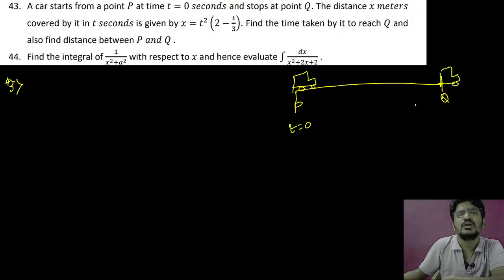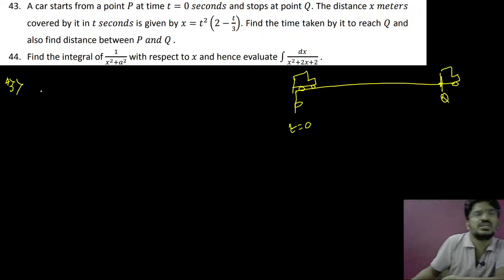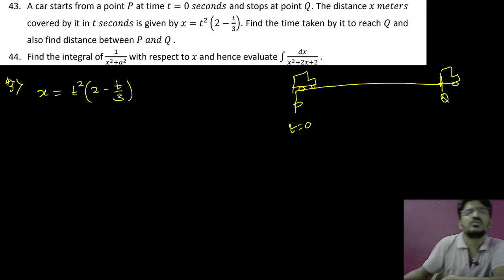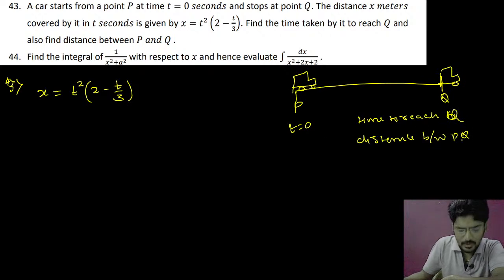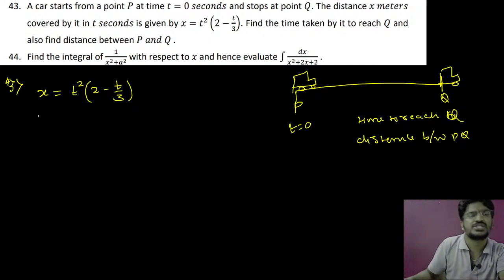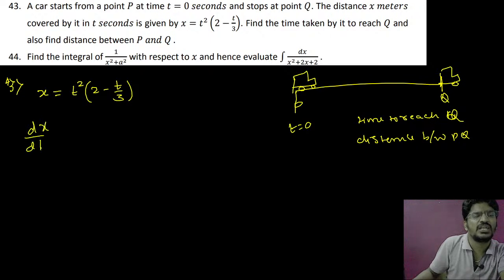Okay, no problem. The distance x meters, in t seconds is given by 2t square minus t cube by 3. Find the time taken to reach Q. So that means we have to find the time to reach Q, and also find the distance between PQ. Okay, no problem. So here first let us calculate rate of change of distance, dx by dt.